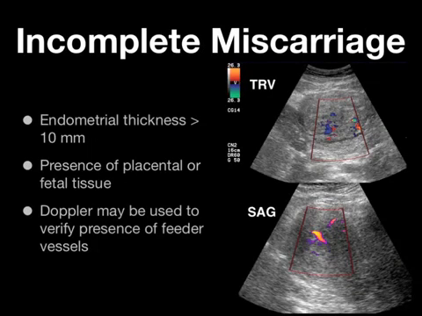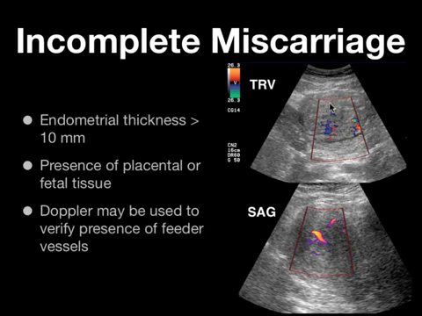The diagnosis of an incomplete miscarriage should be made in conjunction with your physical exam findings. Ultrasound findings include obvious presence of placental or fetal tissue, which makes it a no-brainer. Non-specific finding would be endometrial thickness greater than 10 millimeters. If you rely on this finding alone, you would take a lot of women to the operating room for D&C unnecessarily.